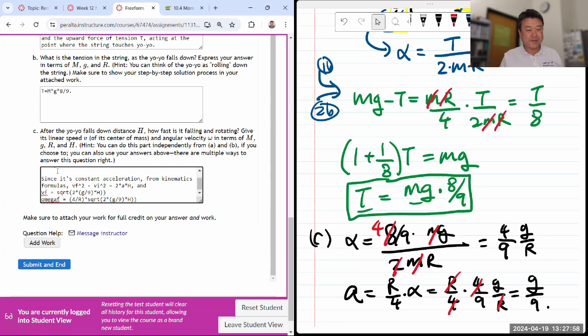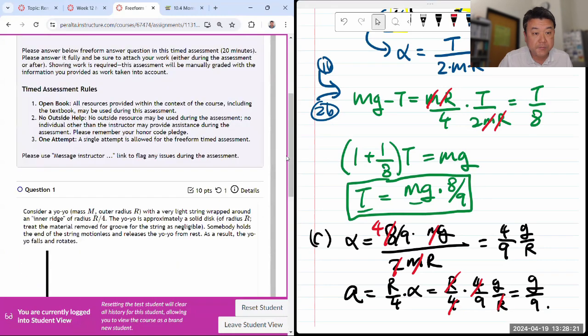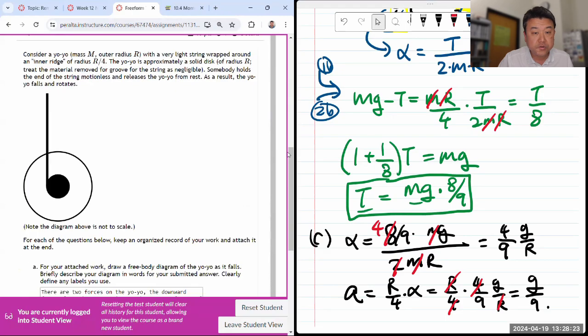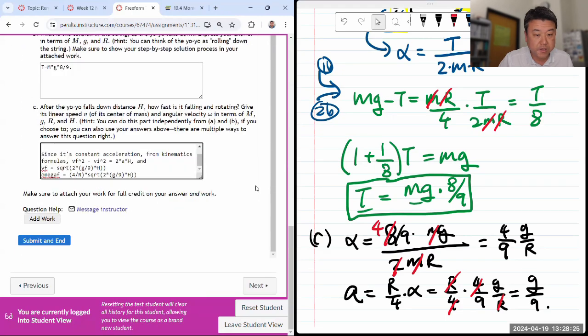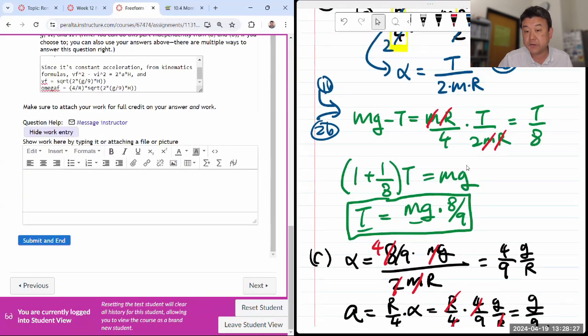All right, I think that's all good. Checking units, that's meter squared per second squared. The square root is meters per second, and I'm going to be dividing by r, so I'll get 1 over second. Yeah, I think that's all good. How much time do I have? I have 2 minutes. Okay, so I think that's enough time to attach work. So let me attach work.